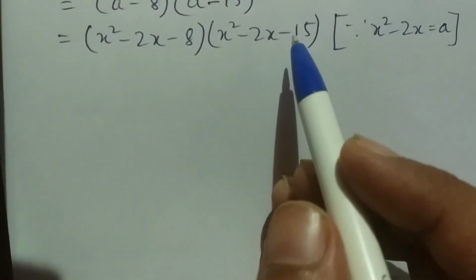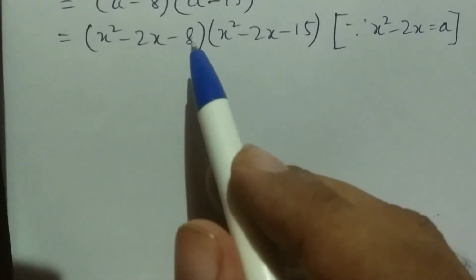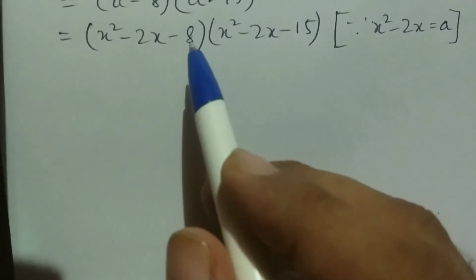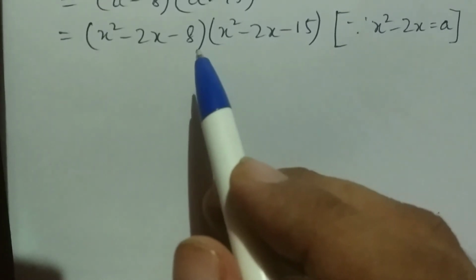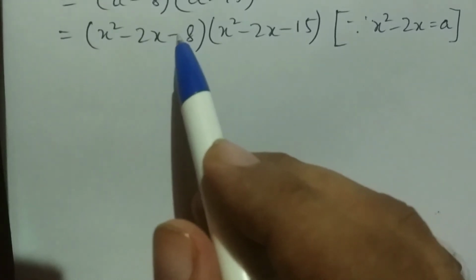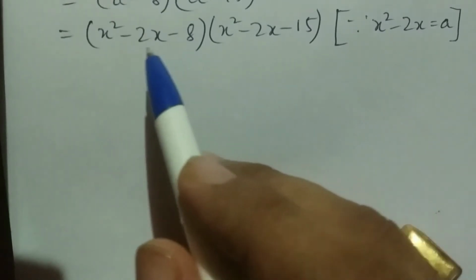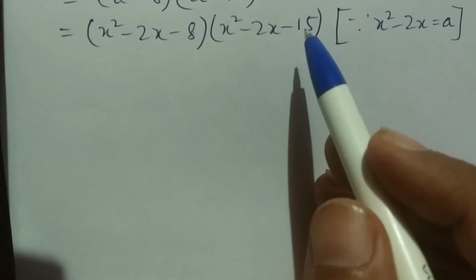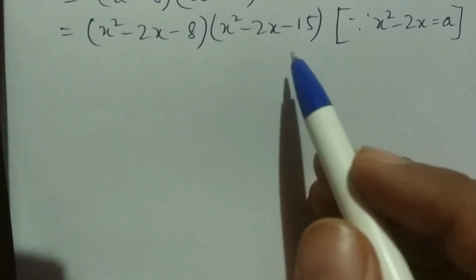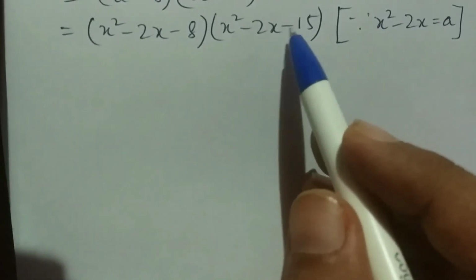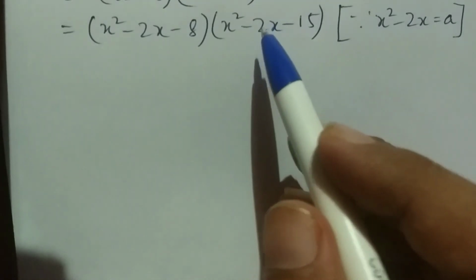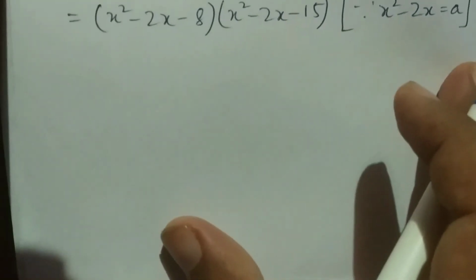So here 8 can be broken, 4 2s are 8. Now if 4 and 2, I am getting 4 2s are 8, so here it is minus sign, so 4 minus 2 means it's 2. And for this also 3 5s are 15, so 5 minus 3. Why 5 minus 3, why not 5 plus 3? Because it is minus, so I am taking 5 minus 3, so 5 minus 3 means 2, so I can factorize them also.